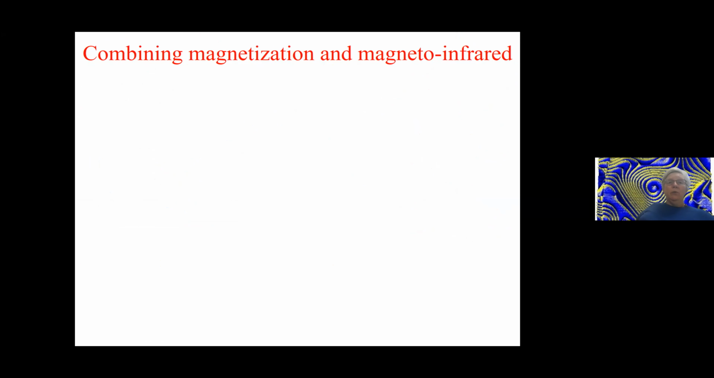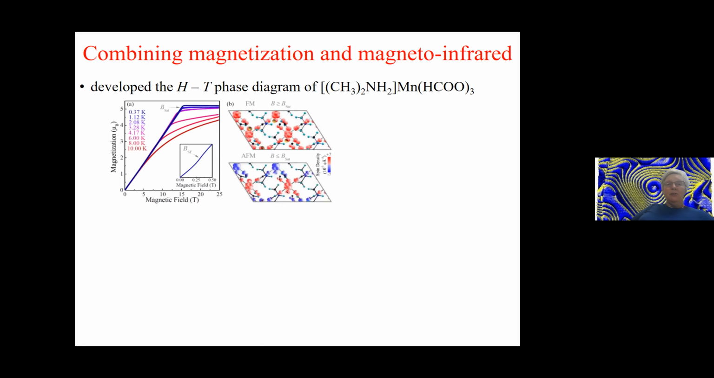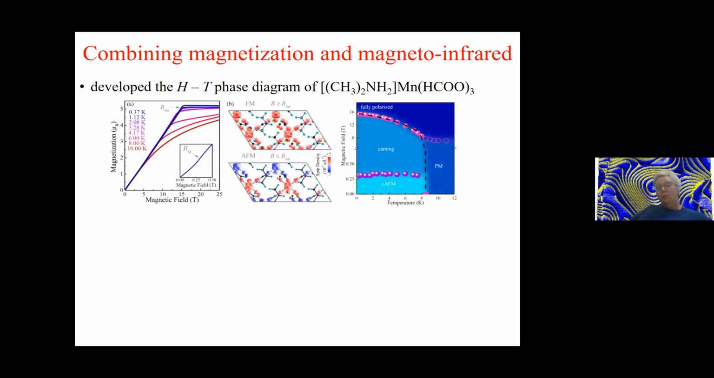So we already knew quite a lot about the high magnetic field properties. We developed the magnetic field temperature phase diagram of manganese MOF by measuring magnetization in pulsed fields, and Mike Whangbo did some spin density calculations, and we could map out the magnetic field temperature phase properties and show which phases are in competition with each other.